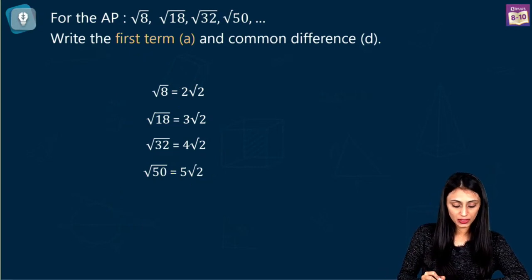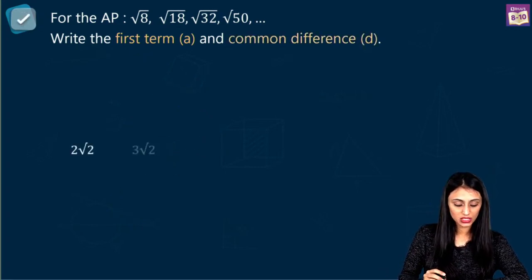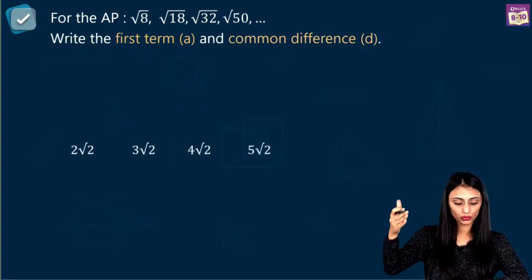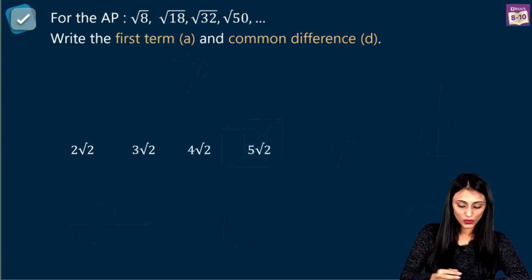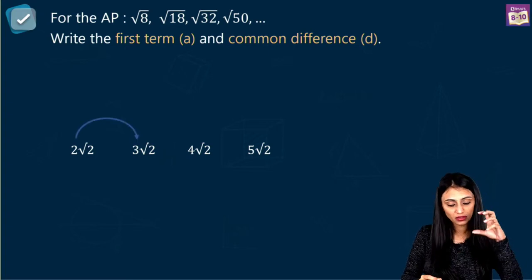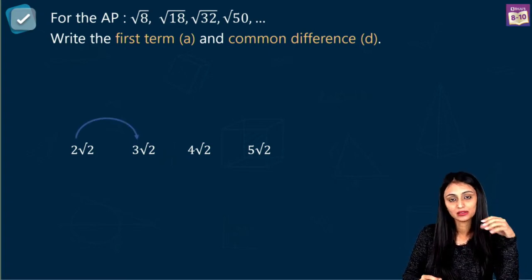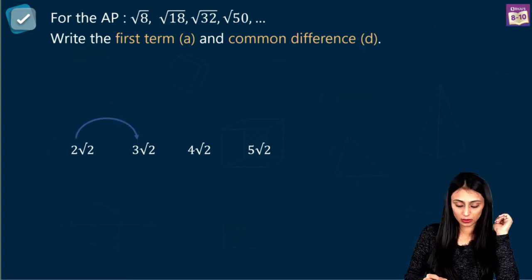Now that's very simple. Let's write it this way: 2 root 2, 3 root 2, 4 root 2, 5 root 2. Already this is an AP. We just have to write the first term and the common difference. So you see, to find the common difference, we subtract the first term from the second term, right?